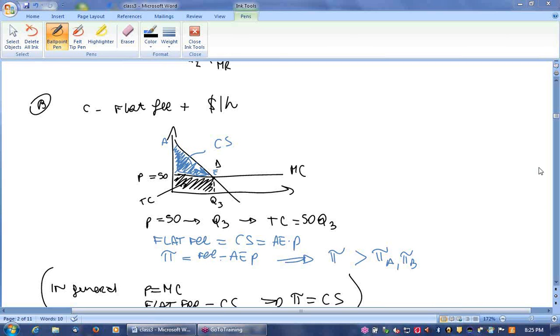I say that price per hour covers the cost in C, when you have both the flat fee plus the pricing per hour.